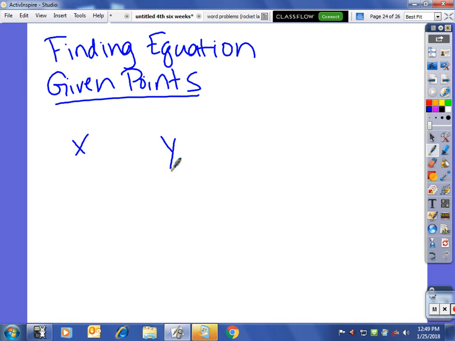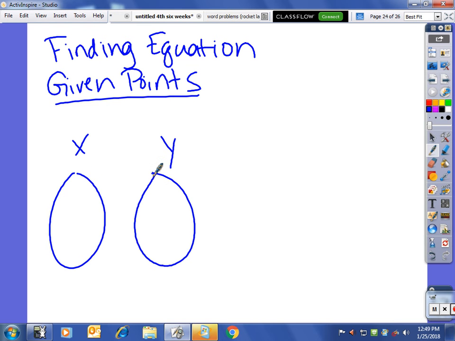One way they like to give points, and this is such a weird thing to me, they like to use mapping. It's just another kind of version of a t-chart. They might call it x and y, or they might call it x and f of x. What does f of x mean? Y.